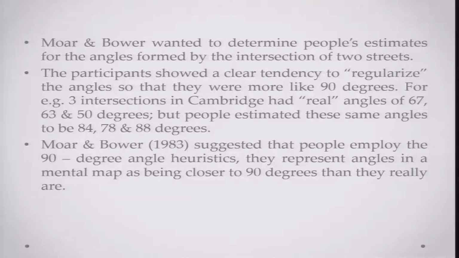For example, for 3 intersections in Cambridge, where the real angles were around 67, 63 and 50 degrees, participants basically gave the estimates of 84, 87 and 88 degrees. So, the idea is they are kind of pushing these estimates more towards the 90 degree, because 90 degree is almost the perfect intersection. So, the idea is they are kind of regularizing and standardizing whatever you are seeing.